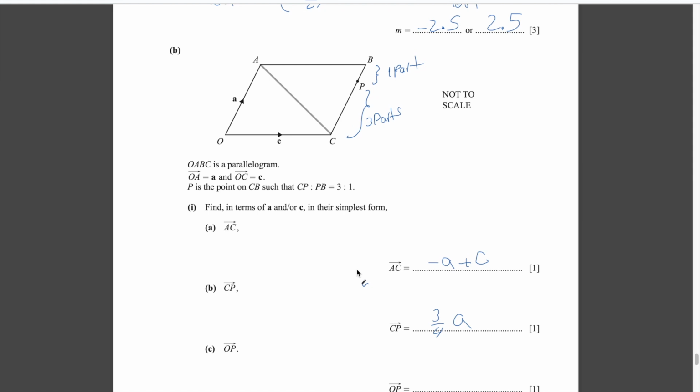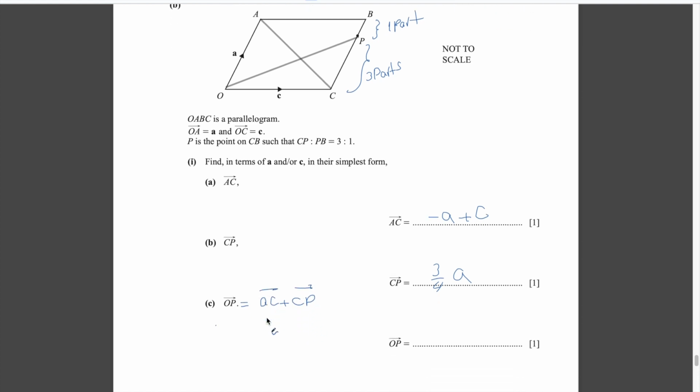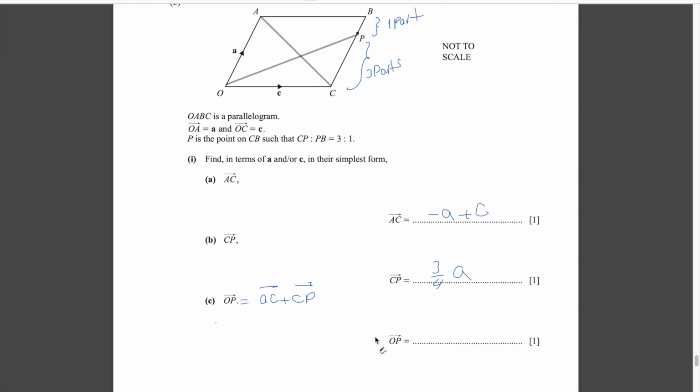Then it says OP. Now join them. OP, you can say OP is equal to OC plus CP. So OC is C and CP is 3 over 4 A. So the answer is C plus 3 over 4 A.